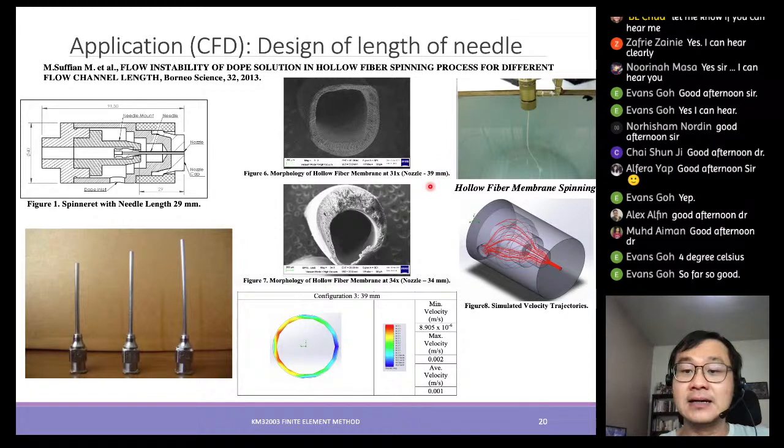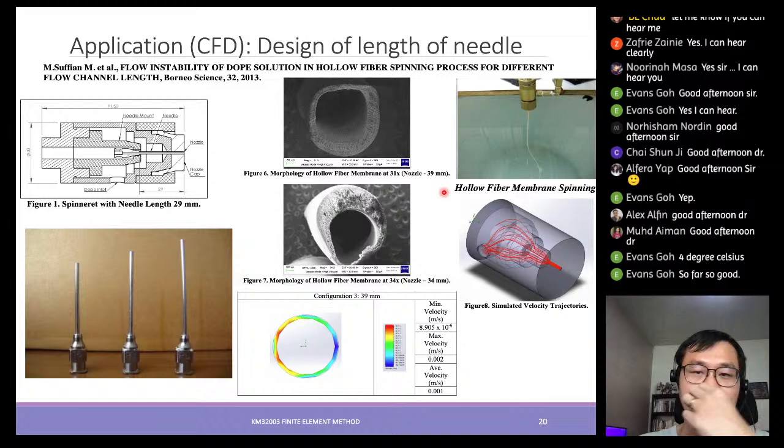When it is short, 34 mm, then the fabricated hollow fiber will have a different thickness. You can see one side is thick, the other side is thin, because of the velocity going through different surfaces due to this inlet. Eventually, when the length is long enough, the flow becomes stable, and you form a quite uniform thickness of the hollow fiber.